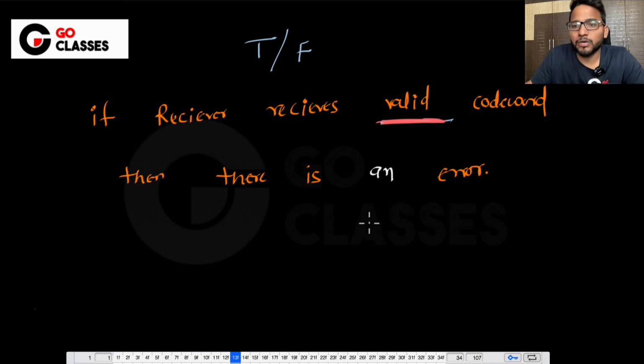Similarly, if I just ask you that if the receiver is receiving a valid code word, then is there an error? Actually, you don't know, right? If the receiver is receiving a valid code word, then you don't know whether there is an error or not. So that's why it is also false. Whether there is no error or there is an error, in both cases, the answer is false.